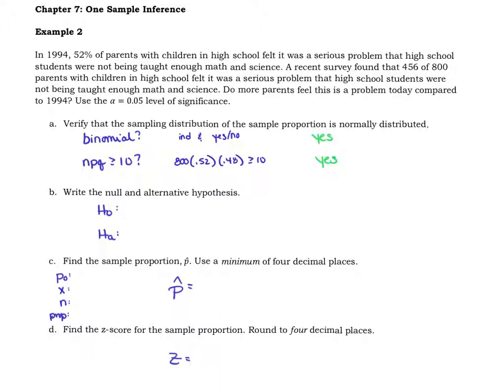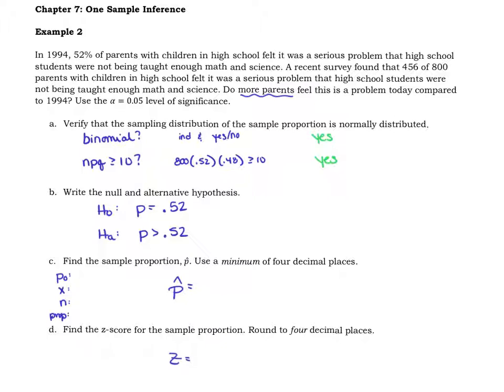Yes, it is. Okay, so the null hypothesis will be that the proportion of people who thought not taking math and science was a big problem is 52%. The alternative, we want to see, do more parents feel this is a problem? So more parents means is that number greater than 52% or 0.52.